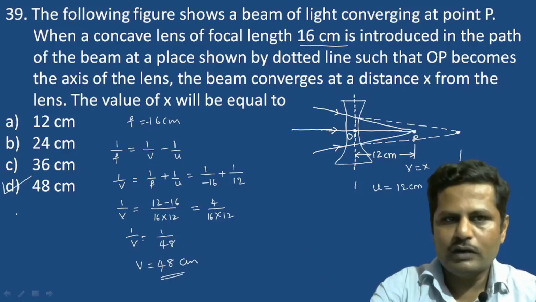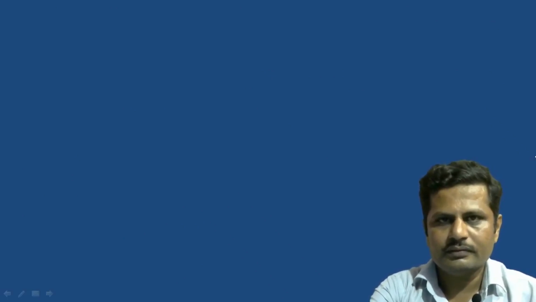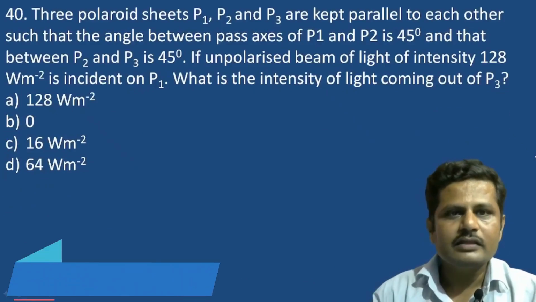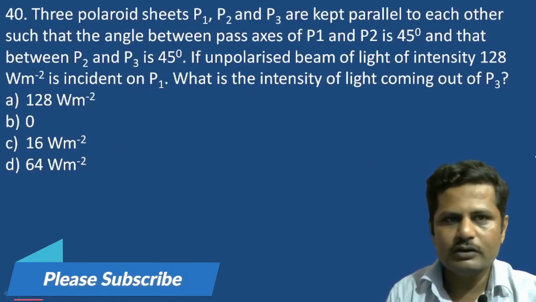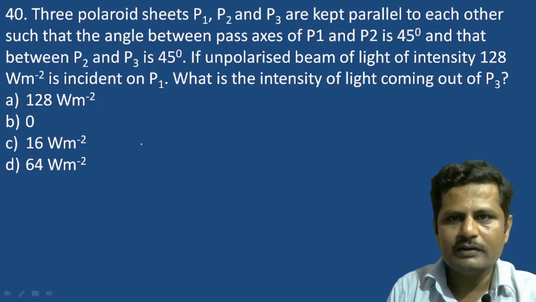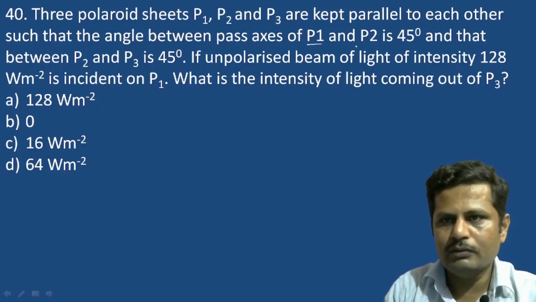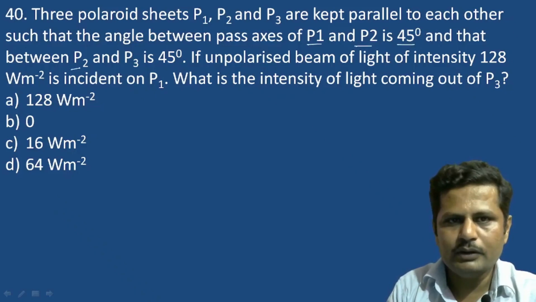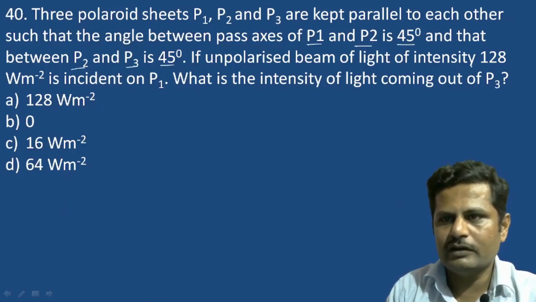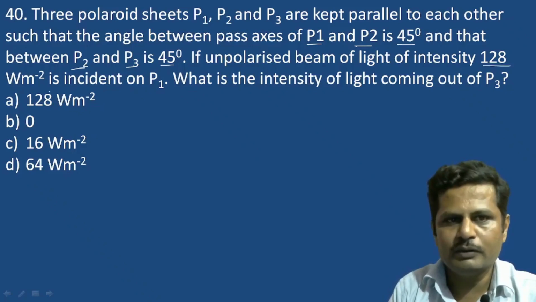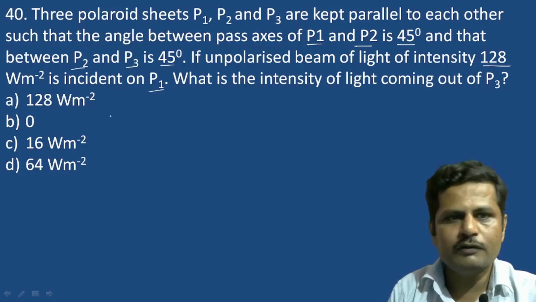Okay, let me go for the next question. Three polaroid sheets P1, P2 and P3 are kept parallel to each other such that the angle between the pass axis of P1 and P2 is 45 degrees and that between P2 and P3 is also 45 degrees. If an unpolarized beam of light of intensity 128 watt per meter square is incident on P1, what is the intensity of light coming out of P3?